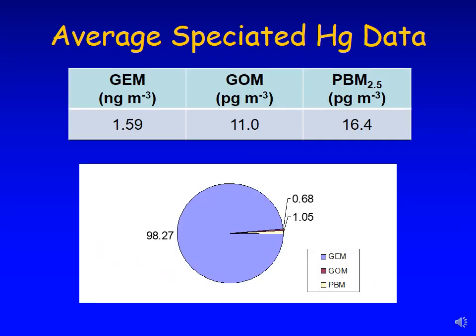So in terms of the speciation, the mercury at the Salt Lake site is about 98% gaseous elemental mercury. So once again, it's that non-reactive, non-water-soluble global background mercury that makes up 98% of all the mercury at the site.